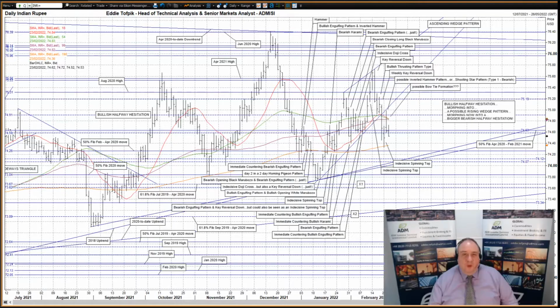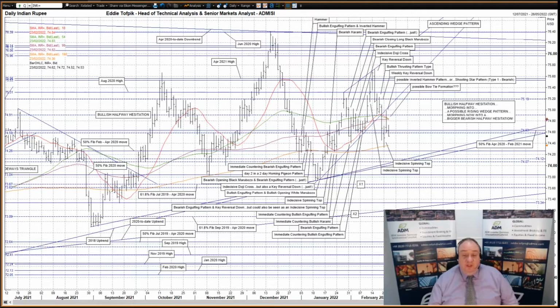In the currencies, well, the best way to describe it is to call it a mixture, as we had a weekly key reversal up in US dollar against the Turkish lira, but a weekly key reversal down in US dollar against the Israeli shekel. In US dollar Indian rupee, we had a very interesting weekly key reversal down. The reason for that was the market breaking free from the recent 2022-based ascending wedge pattern.